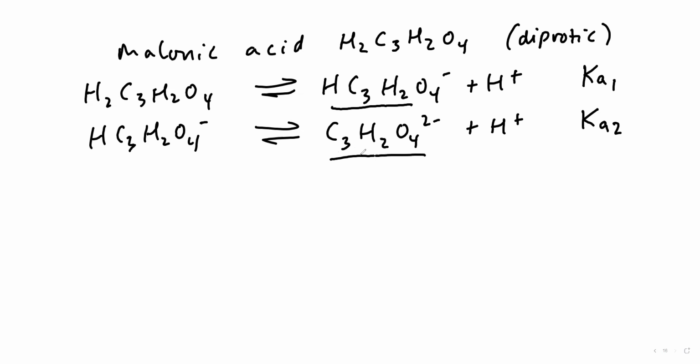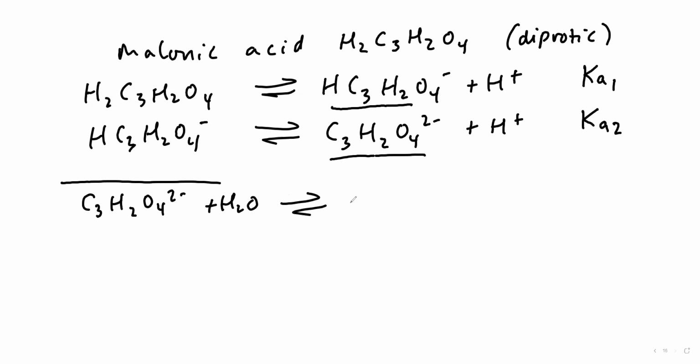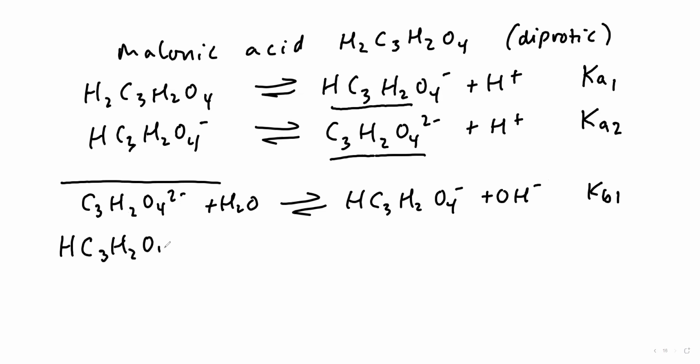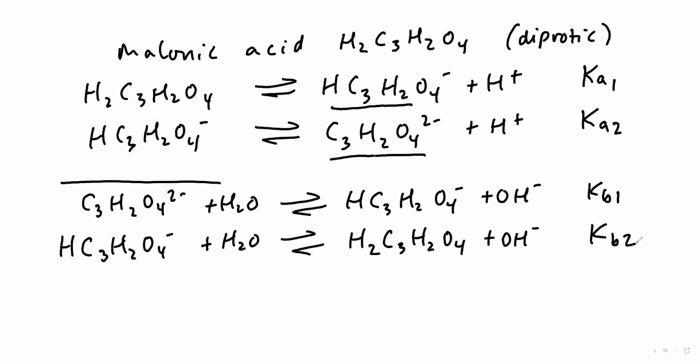So let's take the most basic species, the one that has the ability to accept the most protons, that's the C3H2O4 2 minus, and let's just write the two base hydrolysis reactions. And let's call the equilibrium constant for the acceptance of the first proton Kb1. And then let's take the product, the amphoteric species that's intermediate, HC3H2O4 minus, and let's react that with another water molecule to get the fully protonated form. And the equilibrium is going to be described by Kb2. And for our diprotic species, we see that we have 2 Kas and 2 Kbs, and we want to know how they're related to each other to give us Kw.